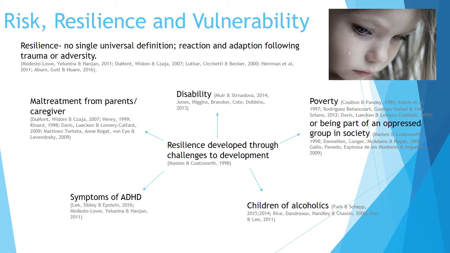So the first topic is risk, resilience and vulnerability. Resilience has no single universal definition, but it can be described as the reaction and adaptation following trauma or adversity. Resilience is developed through significant challenges to development. These include poverty or being part of an oppressed group in society, disability, maltreatment from parents or caregiver, children of alcoholics and symptoms of ADHD. Children who experience these risk factors are more vulnerable to experiencing abnormal development.